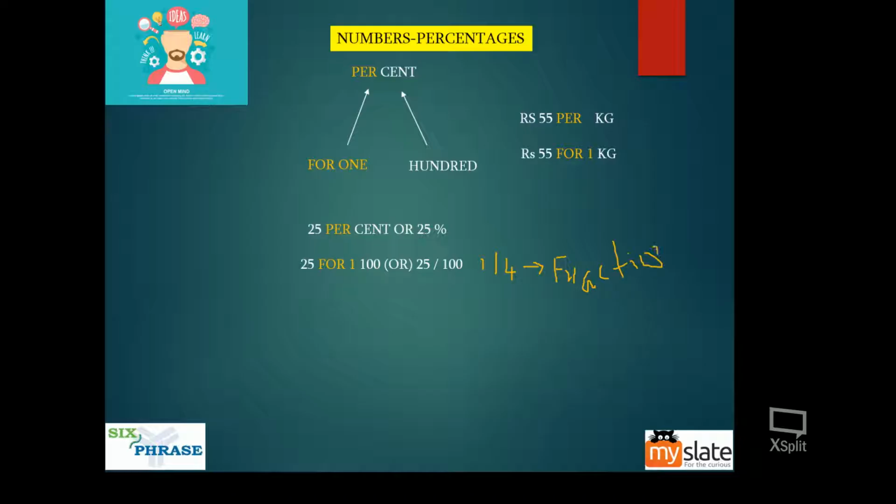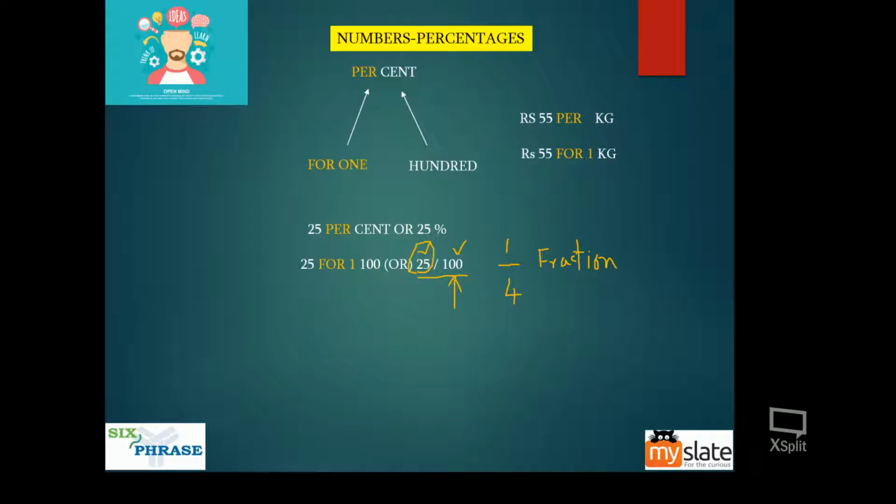1 by 4 is what we call a fraction. Now 25 by 100 is what we call percent. Both the fraction and the percent represent the same thing. I want you to understand this clearly. 1 by 4 is a fraction, and 25 by 100 is percent. This tells you that out of 100 parts, we are concerned with only 25 parts.